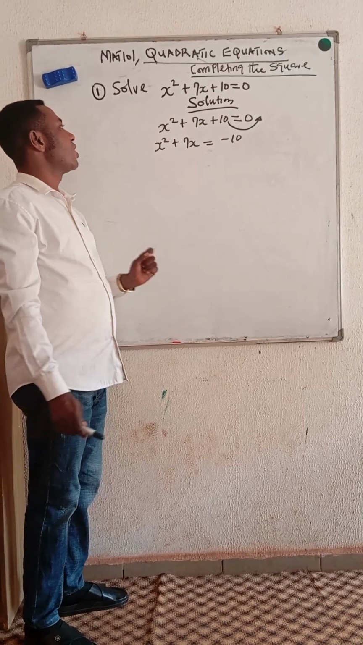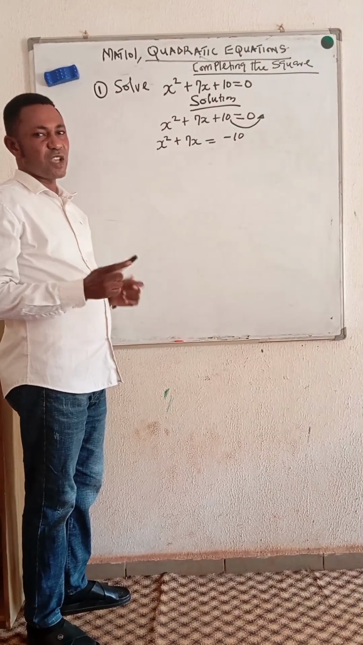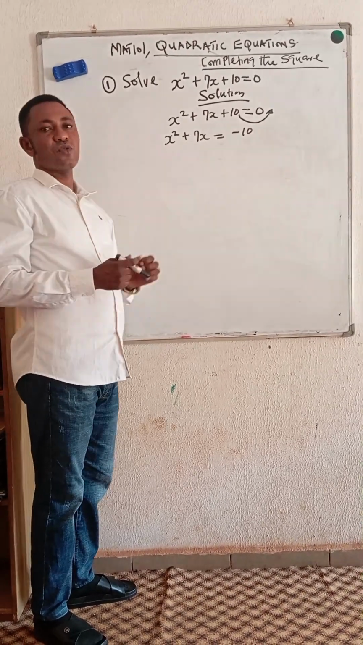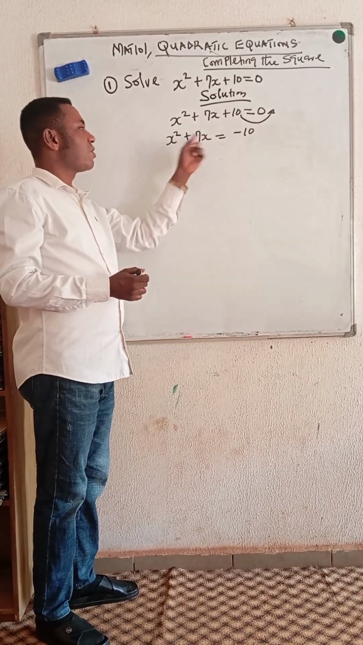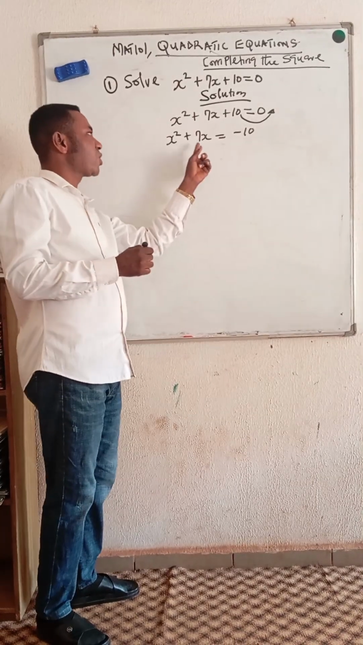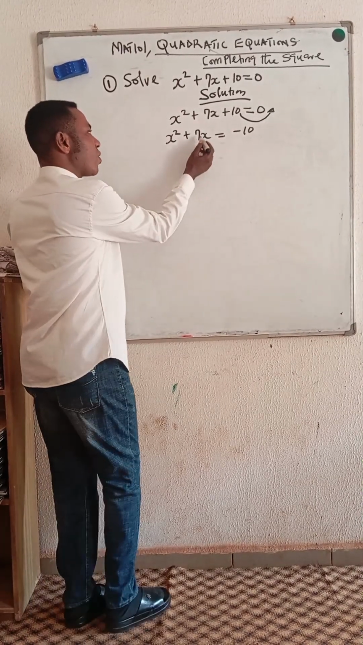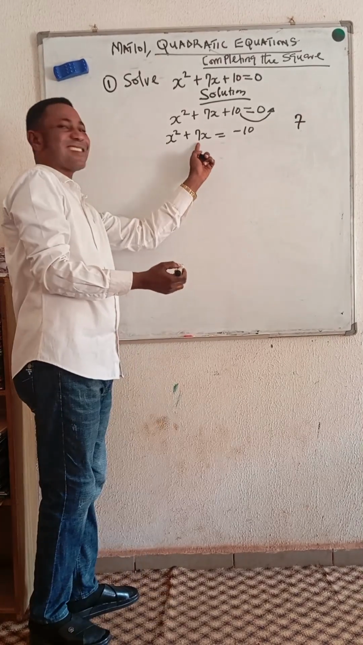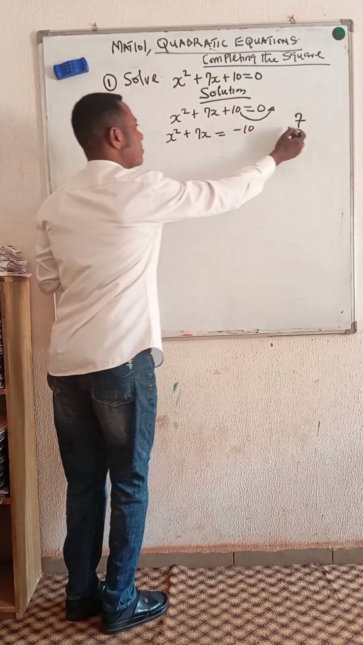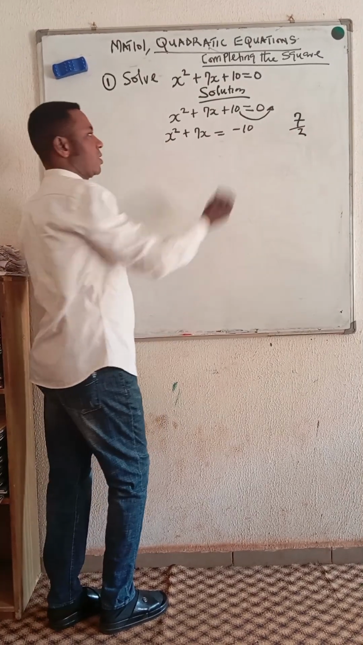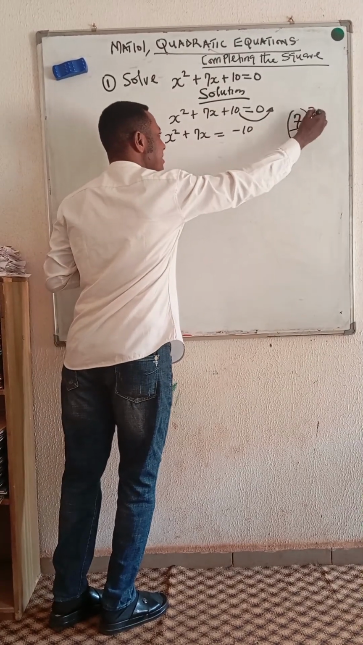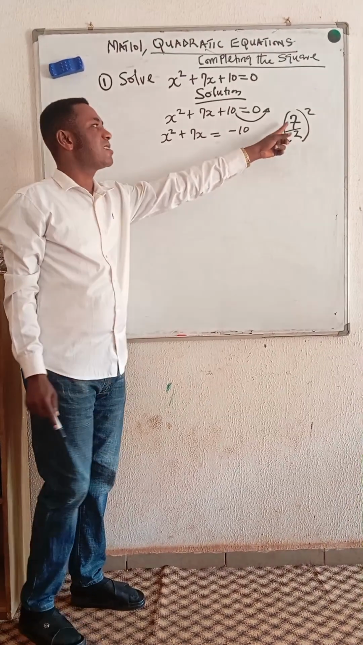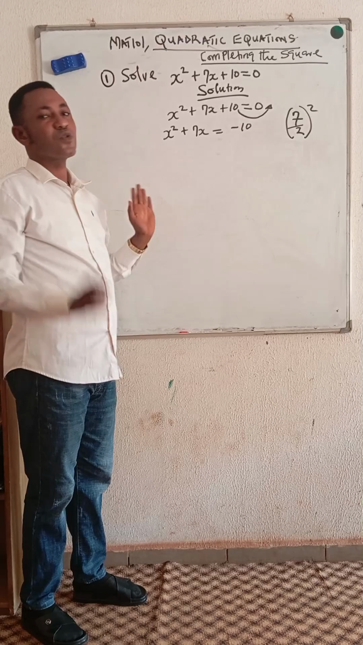The next thing to do is to divide the coefficient of x by 2, square it, then add it to both sides. What is the coefficient of x? The coefficient of x here is 7. So the rule says divide the coefficient of x by 2, and then square it, before you add it to both sides. So it means we are going to be adding 7 over 2 squared to both sides.